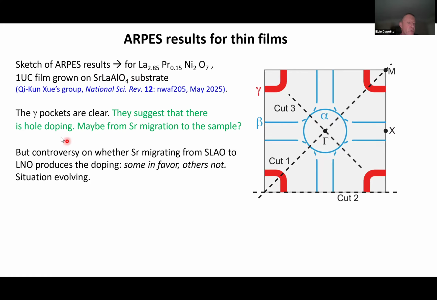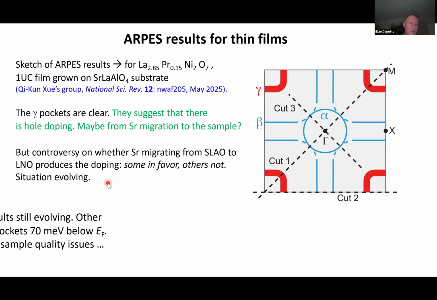But there is a controversy in the literature, and I'm connected with many experts that send me emails. I know that this topic of the strontium migration from the substrate to the sample is still controversial. Some are in favor, others are not. So this is a situation evolving. We don't have the final answer yet. And there is more.